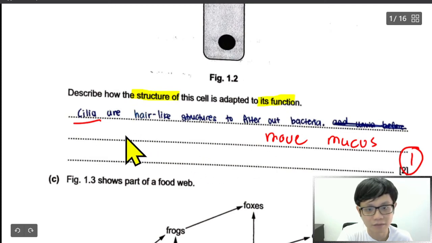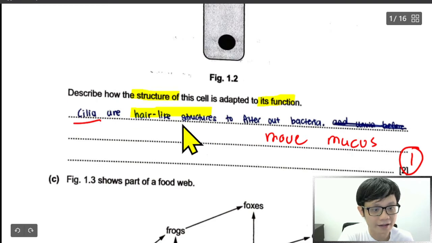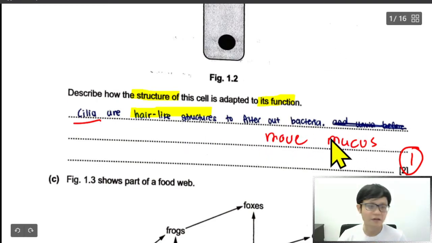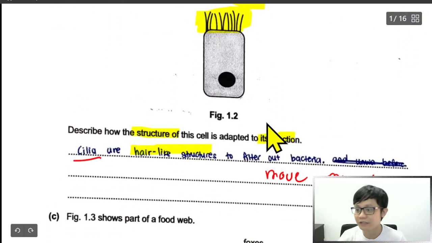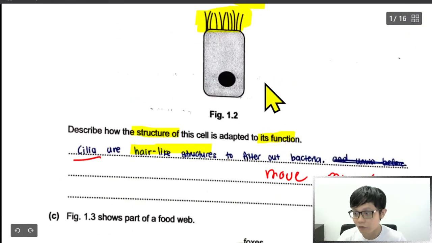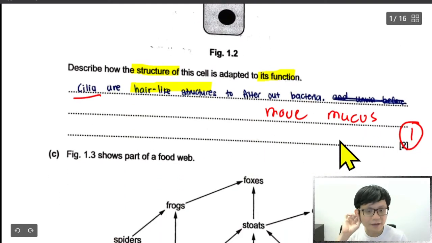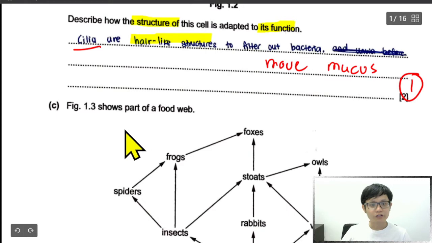So the student gets 1 mark. The structure is hair-like, and the function is to move mucus. Here I say mucus because cilia are usually more related to the movement of water or liquid. Mucus. Okay. Question 1.3 shows a food web.